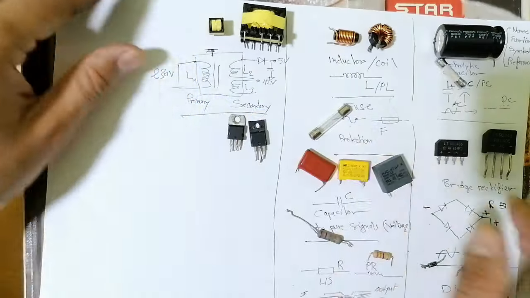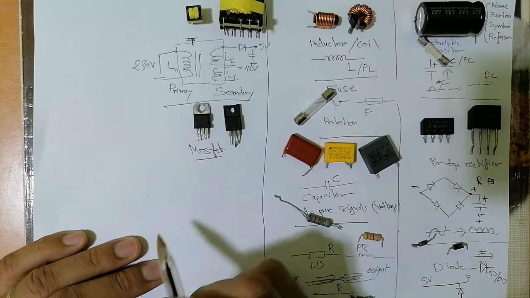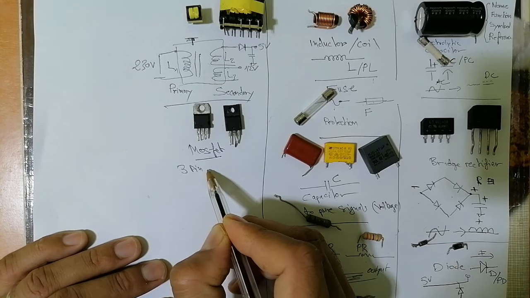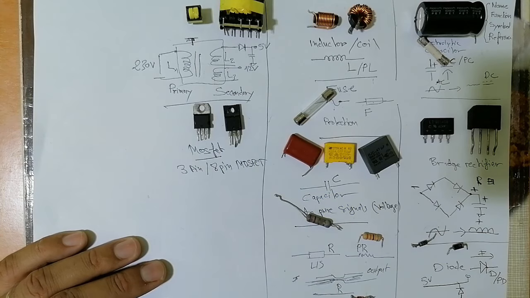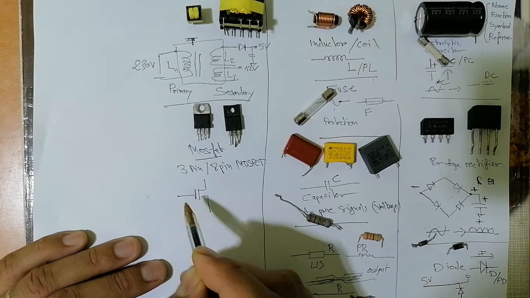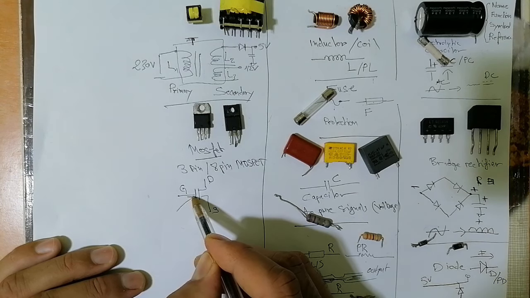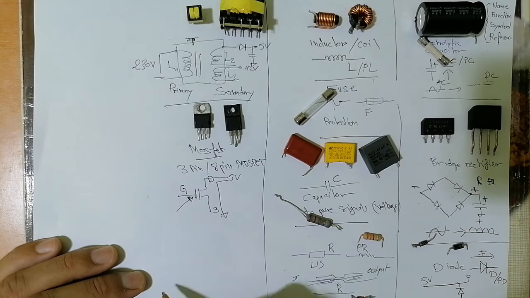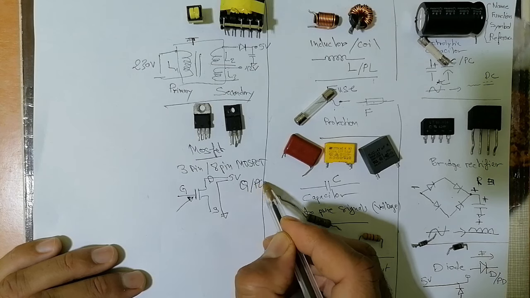Here we have MOSFETs. You can find a 3-pin MOSFET or an 8-pin MOSFET. This is the symbol for the 3-terminal MOSFET. Here we have gate, drain, and source. When the gate receives the control signal, for example 5 volts, the current will pass to this side. This is the MOSFET. Its reference is Q. You can always find Q or PQ for a MOSFET.